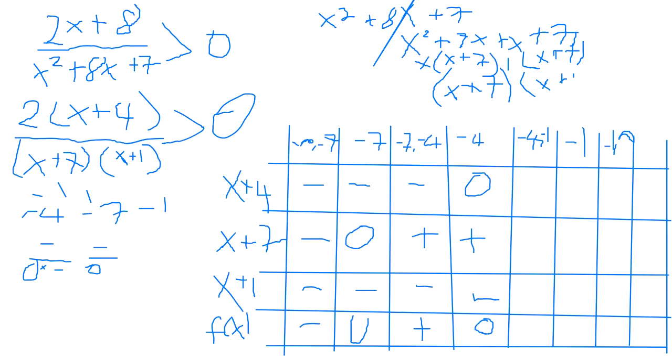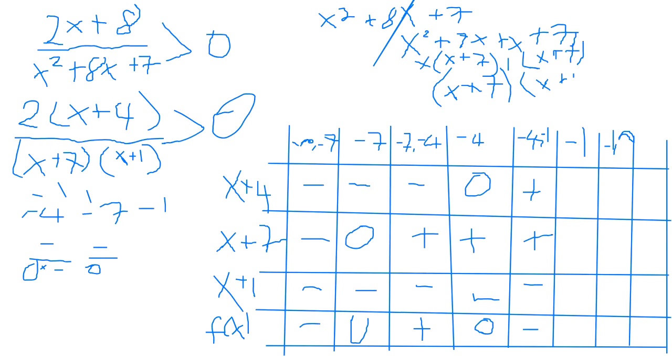Now, between negative 4 and 1, can you give us any number? Negative 2. So if I put negative 2 here, what will I get at x plus 4? Positive. Good. Now, if I put negative 2 at x plus 7, what will I get? Positive. Good. Negative 2 at x plus 1, what will I get? Negative. So positive divided by positive and negative will give me what? Negative. Good.